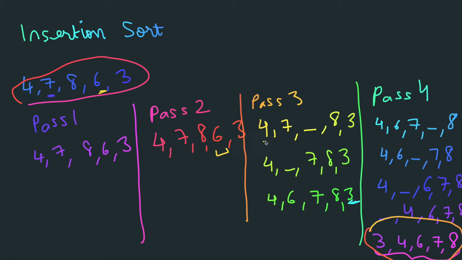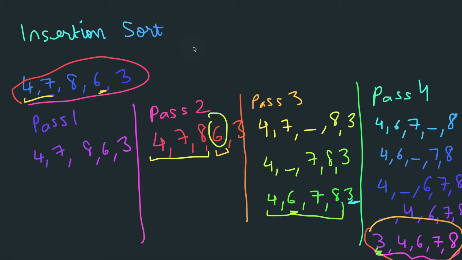Consider for example pass 3, right? Before pass 3 you already knew that 4, 7, 8 is in sorted order. You increase the sorted portion further by adding 6 at its correct position, which is position 2. Similarly, for pass 4, you knew that 4, 6, 7, 8 is already sorted, and you increase the sorted portion of the array by adding card 3 at its proper position, which is the first position, right? So this is basically insertion sort.